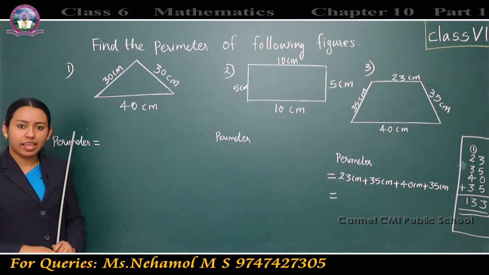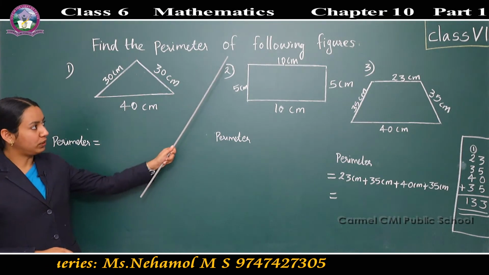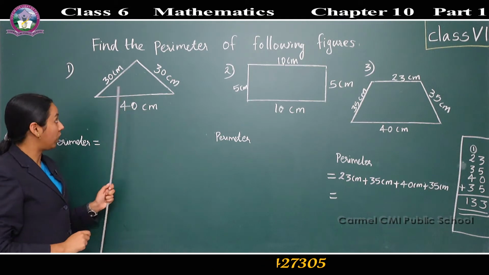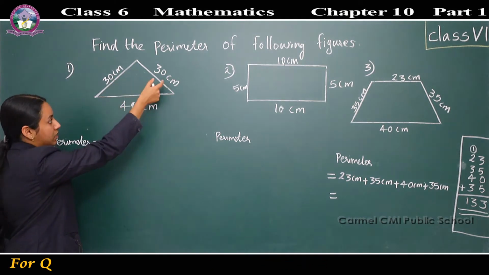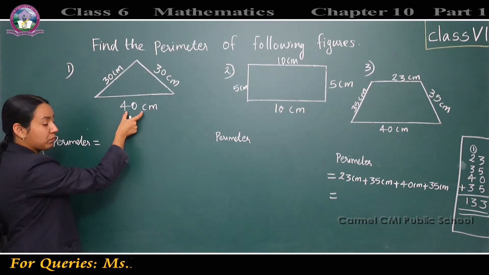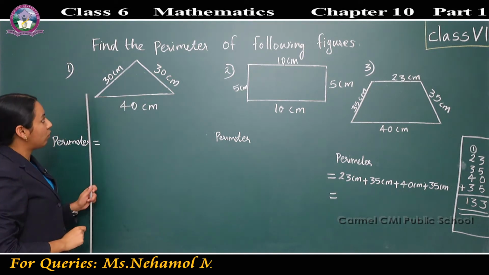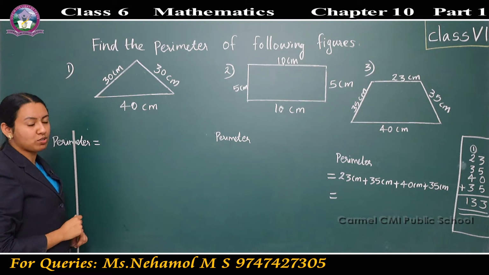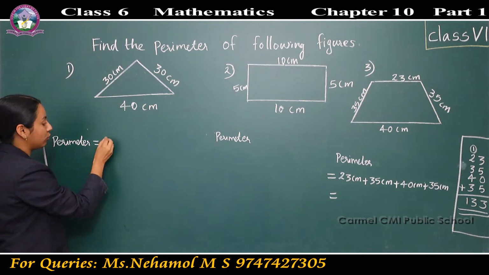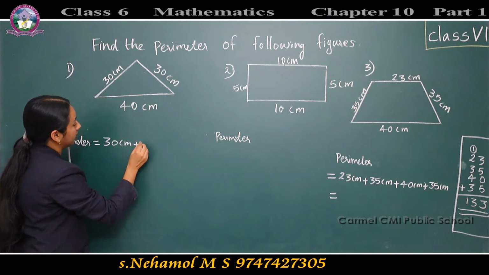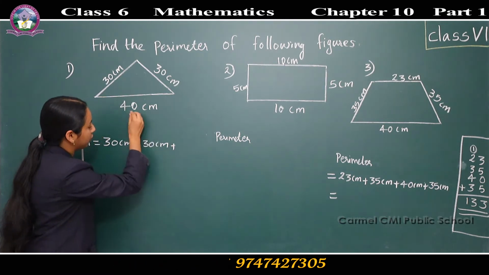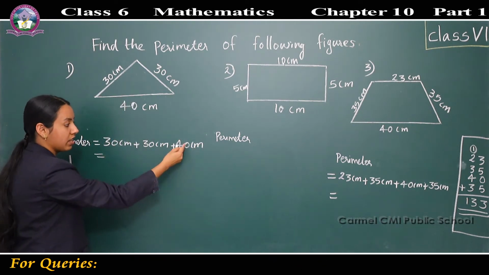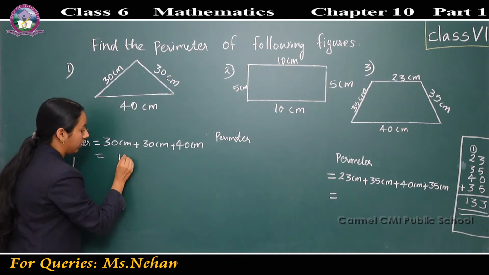Now we can go through some examples. Find the perimeter of the following figures. First one, a triangle is given, measurements are also given. First side 30 centimeter, next side also 30 centimeter, then 40 centimeter. So what is perimeter? The sum of the lengths of the boundaries of a closed figure. Then in this case, perimeter is equal to 30 centimeter plus 30 centimeter plus 40 centimeter. Then 30 plus 30, 60. 60 plus 40, 100. So 100 centimeter.